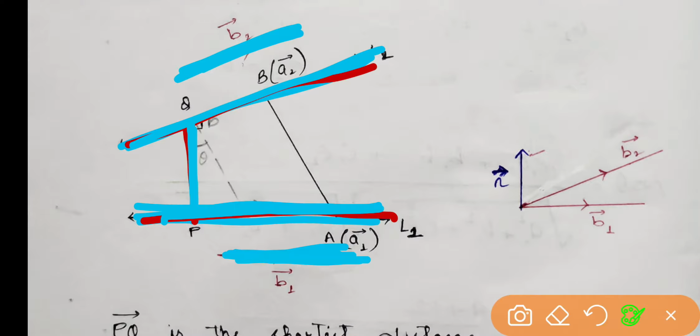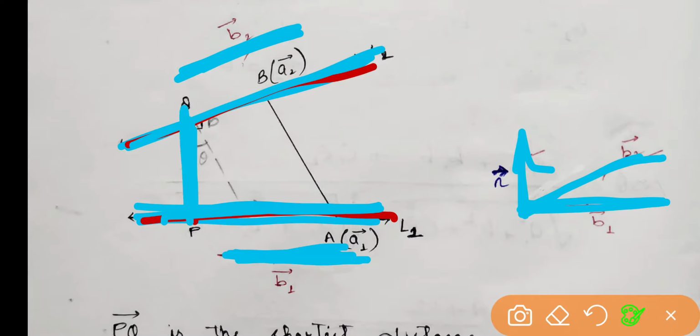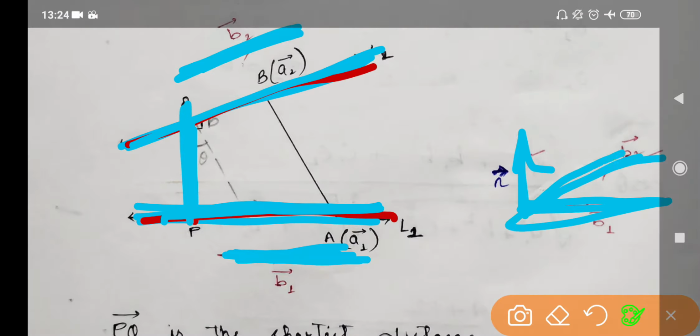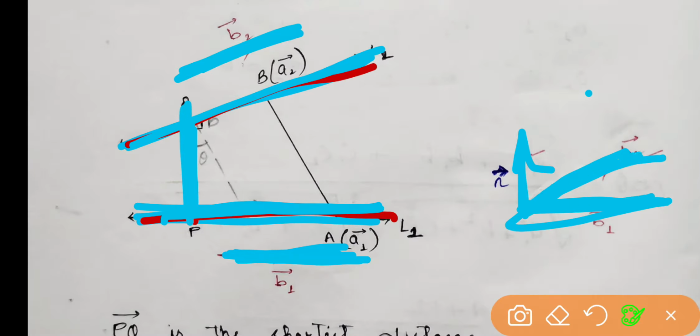Now let's see, if I take the cross product of b1 and b2, I will get a vector which is perpendicular to both of them. Now this is already perpendicular, and I found a vector which is perpendicular to b1 and b2, so this vector will be parallel to this vector if both are perpendicular to that.